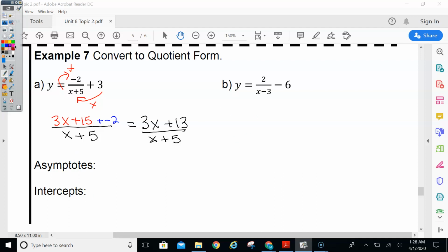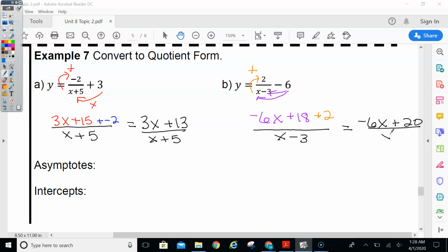Okay, same thing over here. Take negative 6 and distribute it. Negative 6 times x is negative 6x. Negative 6 times negative 3 is positive 18. But then we have to add the 2 on the top. So multiply and then add. Denominator stays the same, x minus 3. So here, negative 6x plus 20 over x minus 3.